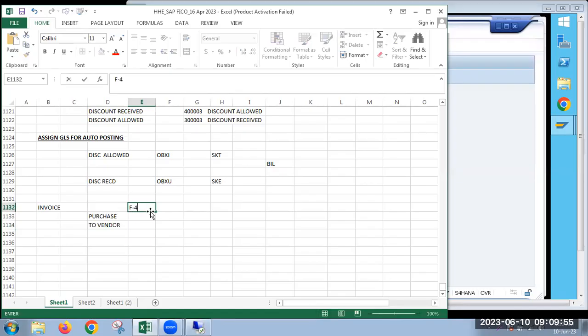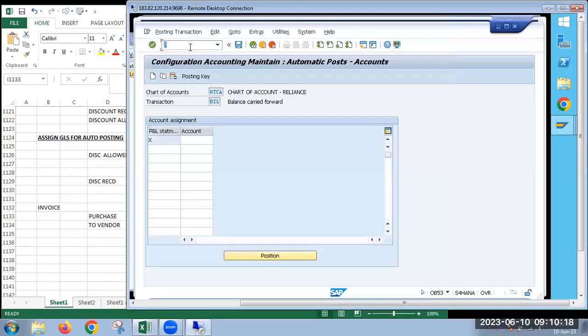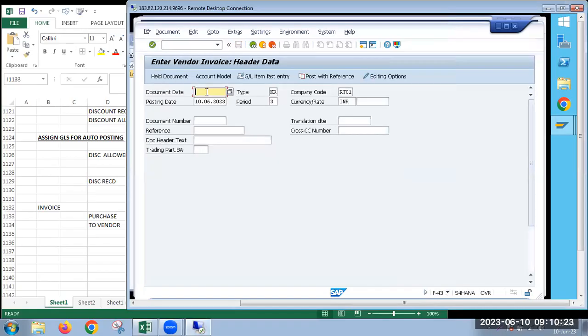You can use F-43 or FB50, FB60, or even customer transaction also you can try with F-22. You have to try with customer transactions also. For the moment, we are going with only vendor transactions, FB70. So whenever you go for a transaction, let's take 5th or 6th as the date of transaction. Okay, 6th of June.